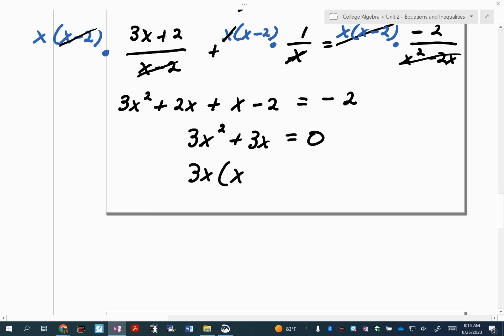Factor out what they have in common, which is 3x. That gives 3x times x plus 1. So my two solutions are 0 and negative 1.